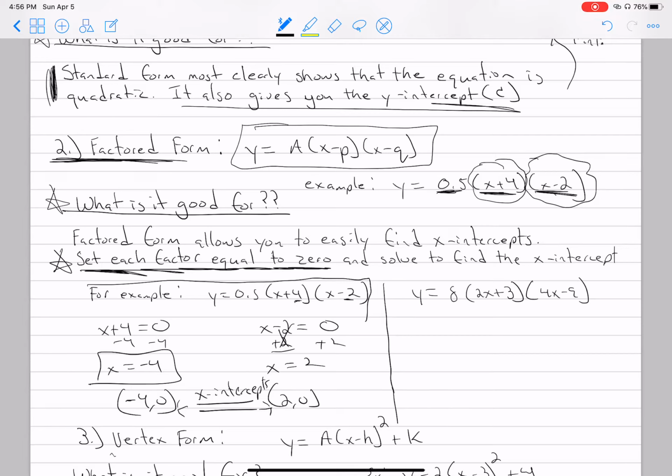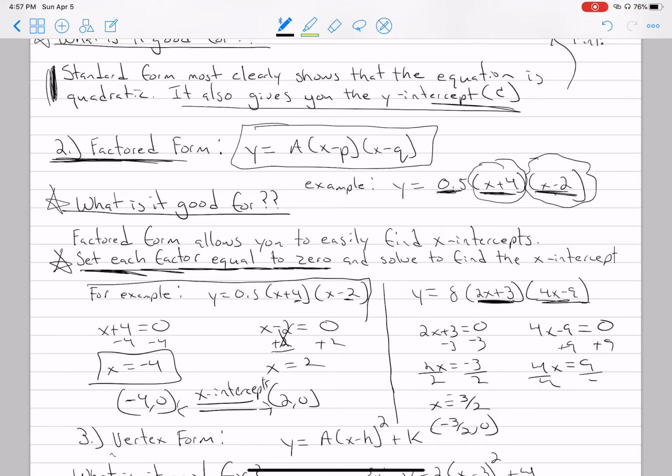But now I have to be careful though, and this is why I said you can't just look at it, because look at this one. If I get this factor, I want to find the x-intercept, I still have to set it equal to 0. 2x plus 3 equals 0, minus 3, 2x equals negative 3, divided by 2, x equals negative 3 halves. There's my first x-intercept, (negative 3 halves, 0). And then I got to find my second x-intercept, 4x minus 9. I'm going to set that factor equal to 0. Plus 9, 4x equals 9, divide by 4, x equals 9 fourths. So my next x-intercept is (9 fourths, 0). These are my x-intercepts.